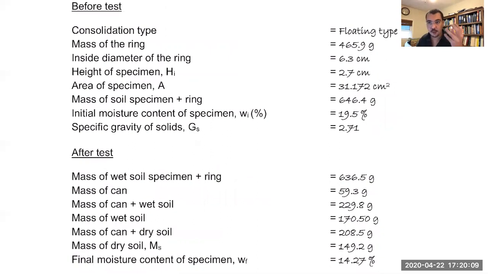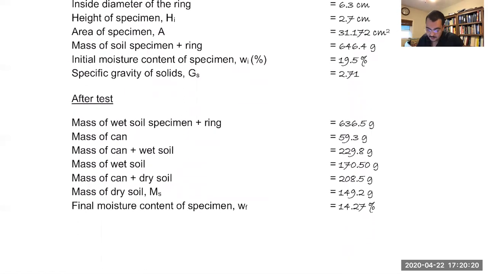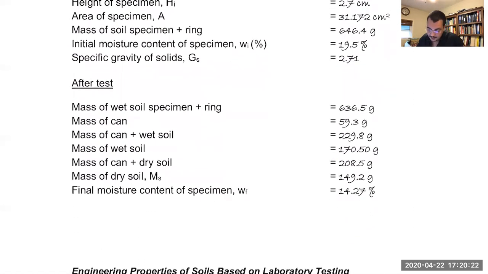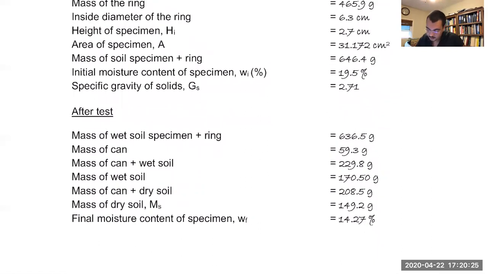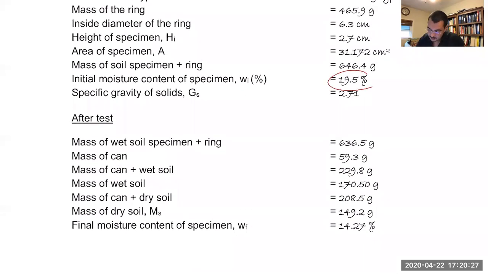Which we know how to find: we take a can, we weigh the can, we take a soil sample, we put it in the can, we take the weight with the soil sample, put it in the oven, take it out of the oven, and take the weights, and we can calculate the water content given the specific gravity. And then after the test, you will also do this, and notice how you're looking at the change in the moisture content before the test and after the test.